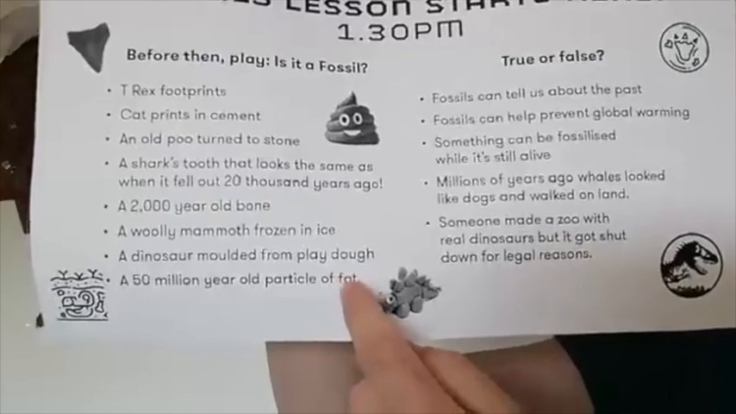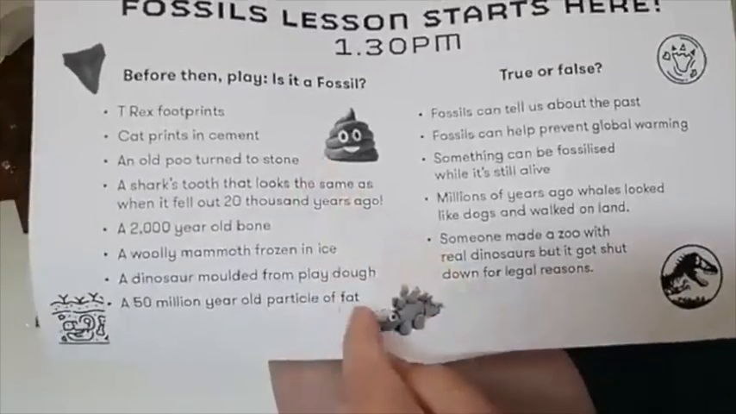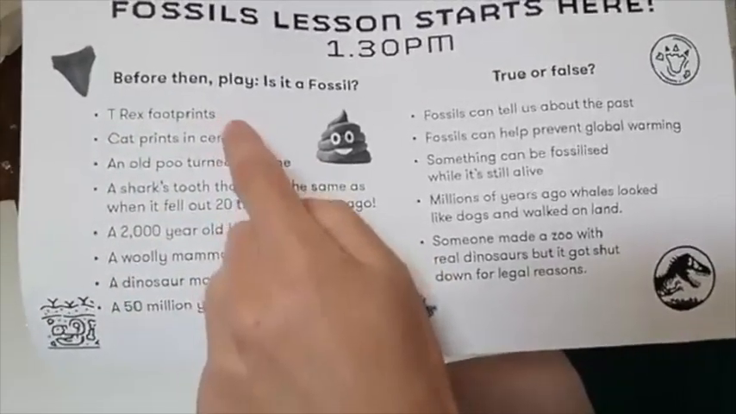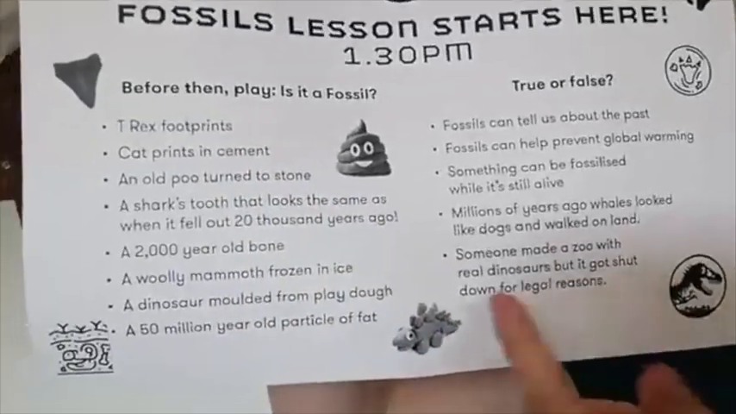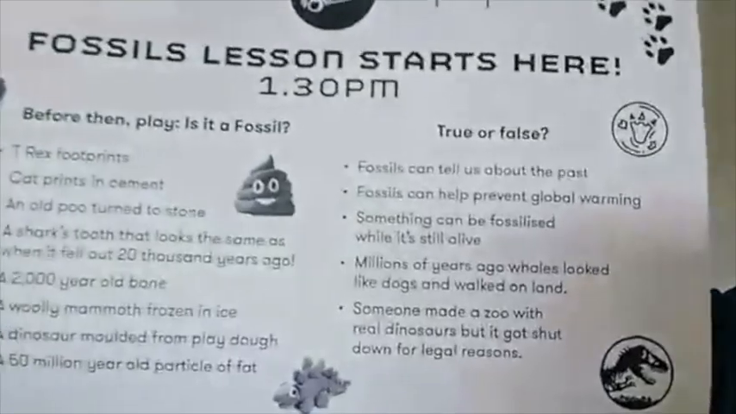So a particle of fat would be a chemical fossil, poo would be a trace fossil, T-Rex footprints is also a trace fossil, a woolly mammoth frozen in ice. Yeah, that's definitely a fossil. We're going to talk a little bit about woolly mammoths later, even though it's almost perfectly preserved. Still a fossil because it's over 10,000 years old.